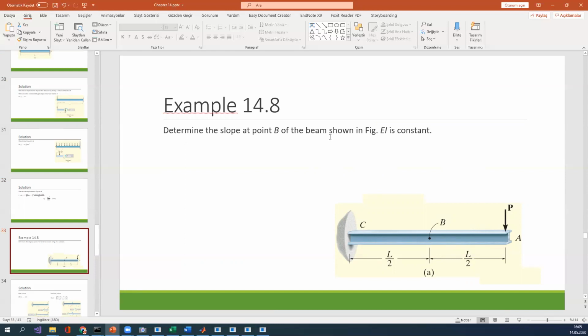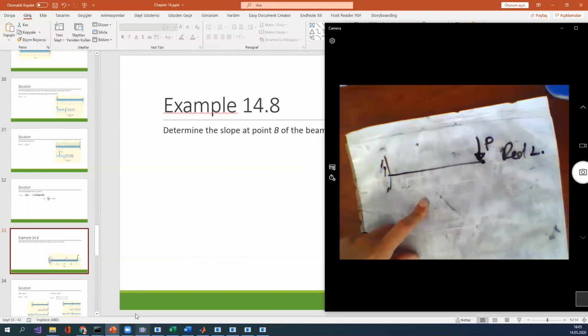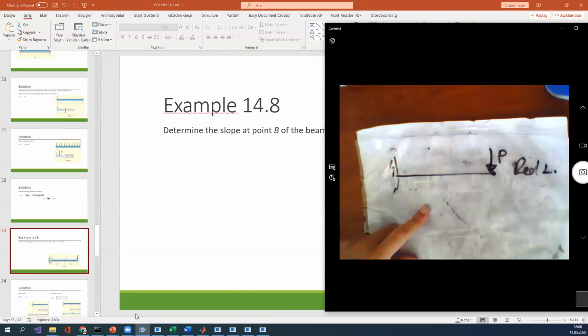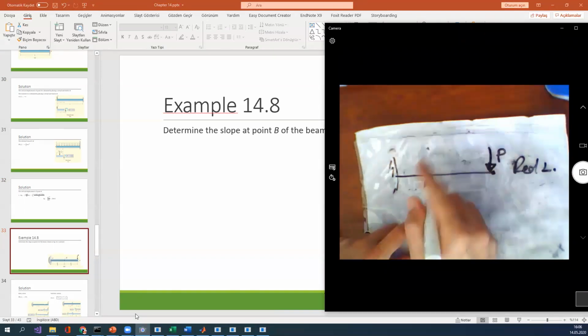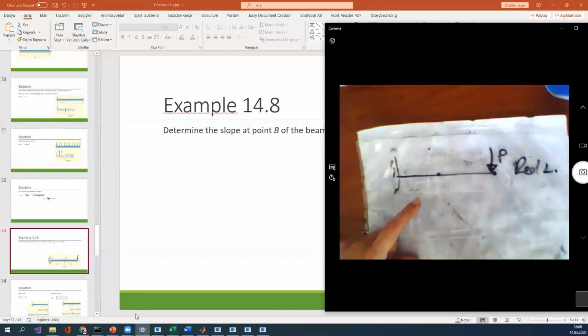Actually, I need to change our axis, the direction of the axis. Okay. And first of all, I want to draw. Okay. This is point A. We have a P. This is the real loading case. Sorry, I forgot to maximize the system. Real loading case, okay. So this is a real loading case.